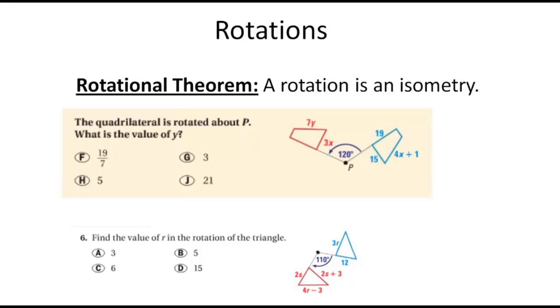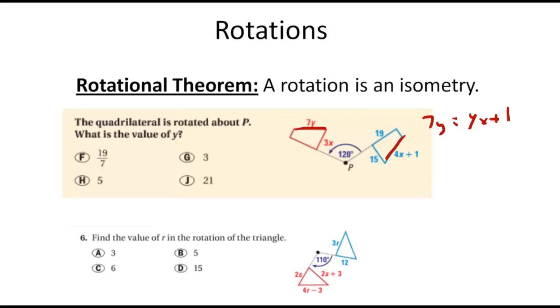They want to know what the value is of y. So what that means is, remember, it holds the same size and shape. So I need to look at my sides that have a y, which is 7y right here, and figure out what it corresponds to over here on this side, and it corresponds to that 4x plus 1. So I immediately want to write an equation, 7y equals 4x plus 1.